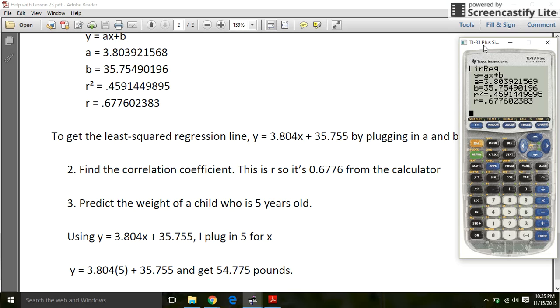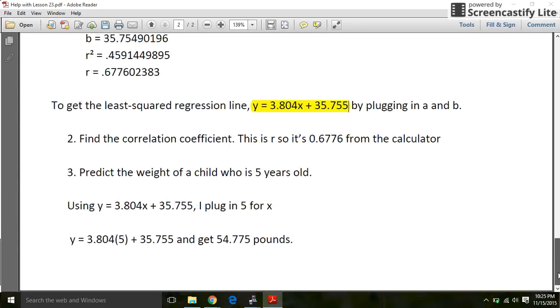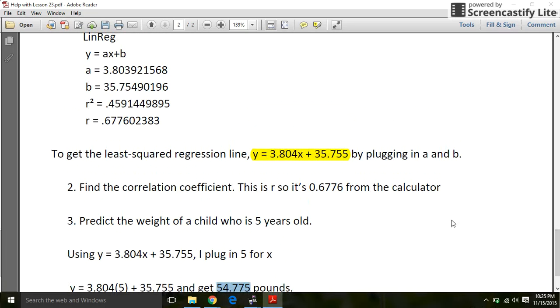Then it says I want to find out the weight for a child who is 5 years old. So all I'm going to do is, in the linear regression line I found, plug in 5 where the x is. And if I do that, I get 54.775 pounds.